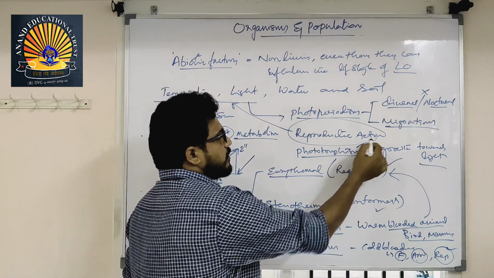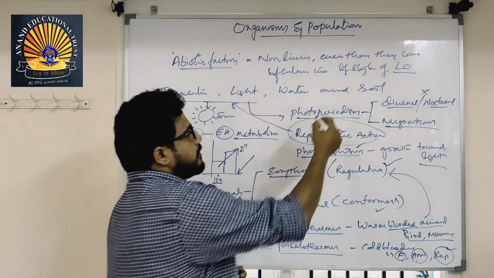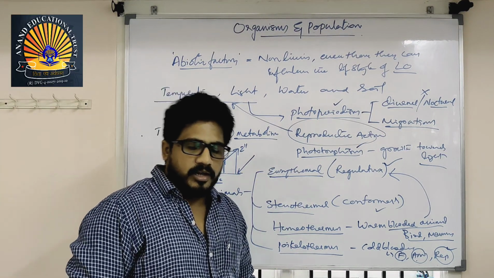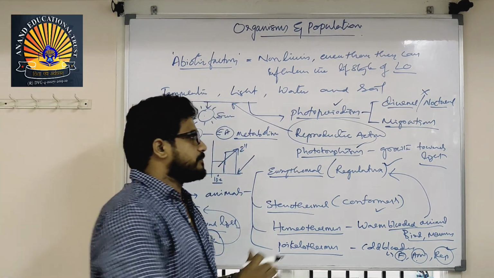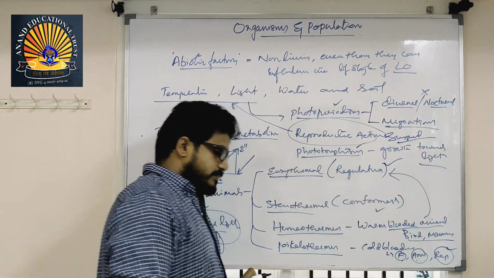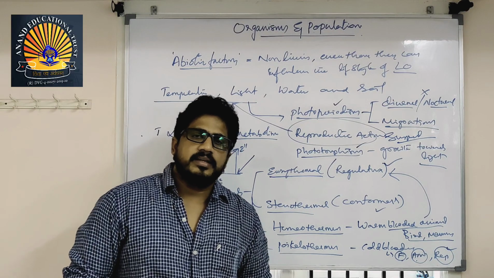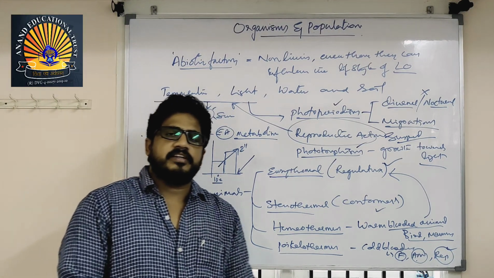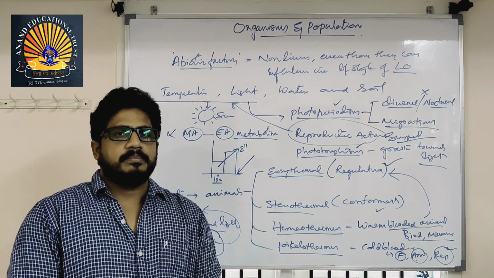Plant growth is called phototropism and photoperiodism. During the light, some changes happen. And temperature also gives a suspension, and sometimes hibernation and estivation, winter sleep and summer sleep. Hibernation is winter sleep. Estivation is summer sleep.